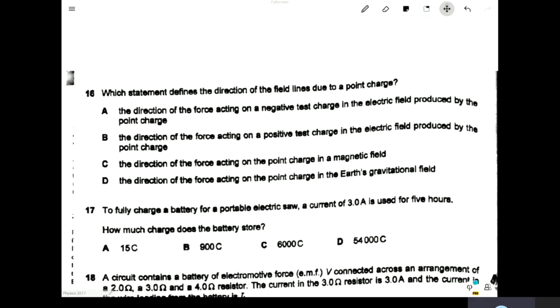This is your favorite. Which statement defines the direction of field lines due to a point charge? Can you do this? It's your favorite. Come, it's your job.